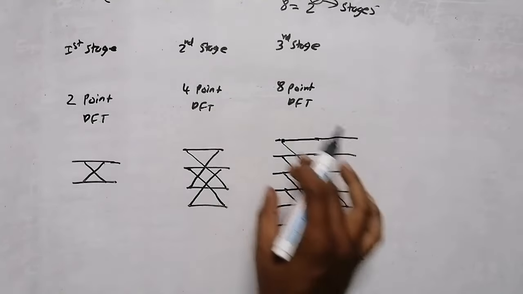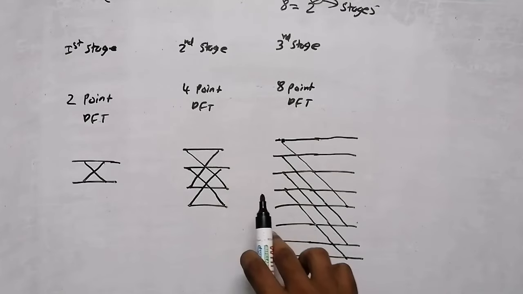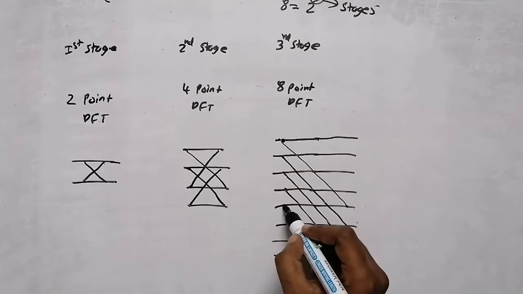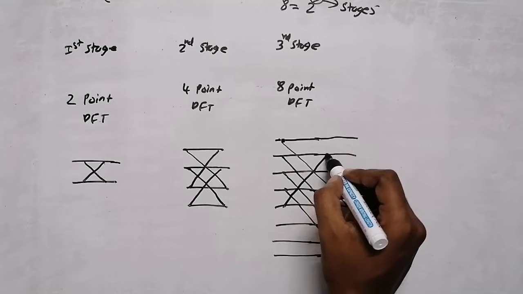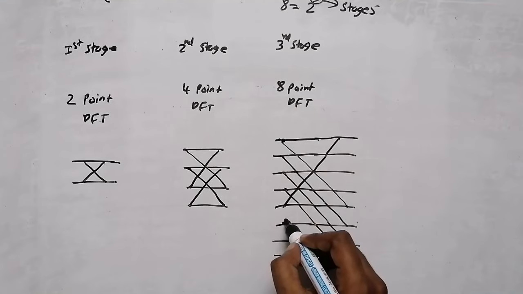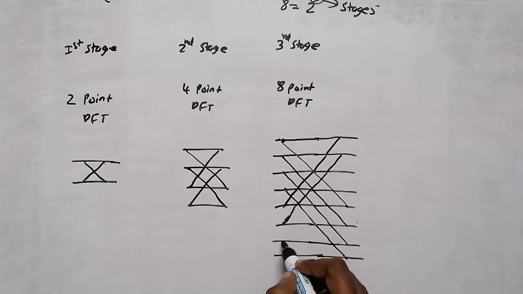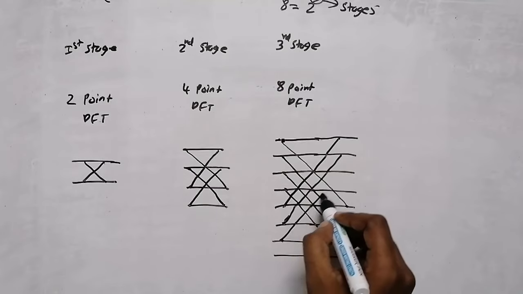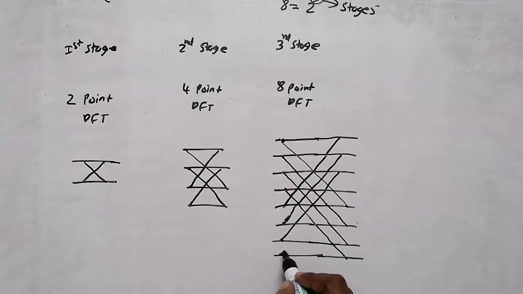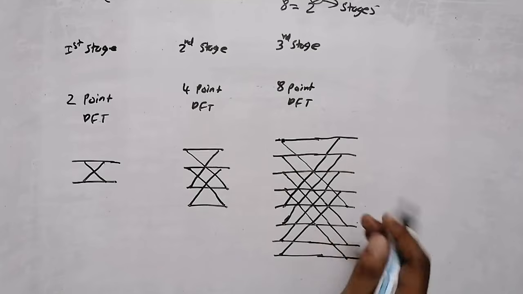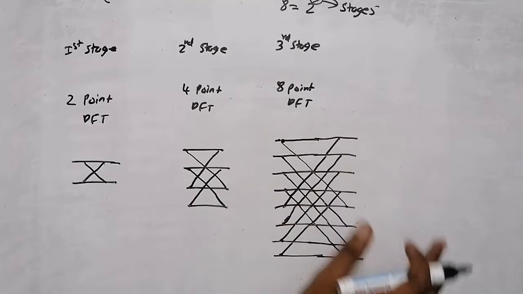This is from top to bottom. Now like this, from bottom to top also we need to draw. Starting from here, 1, 2, 3 and 4. Starting from here, join after the fourth line. 1, 2, 3 and 4. Starting from here, 1, 2, 3 and 4. Starting from here, 1, 2, 3 and 4. This is the 8-point DFT.